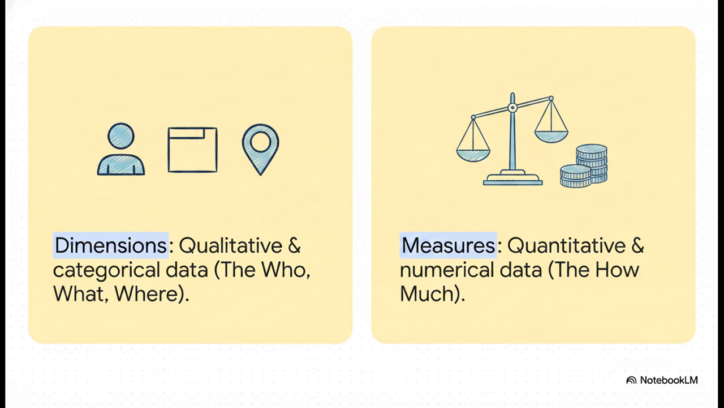So on one side, you've got dimensions. These are your qualitative fields, the who, what, and where, right? Think customer names, categories, geographical locations. Tableau usually color codes these blue.